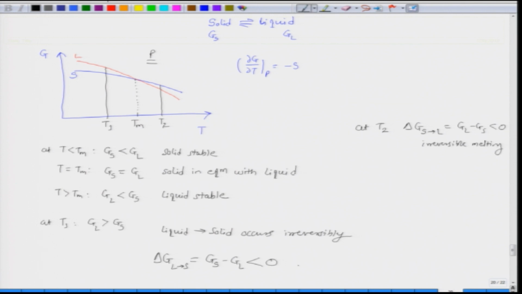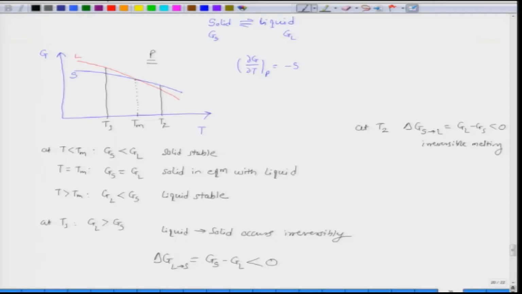But at exactly T equal to Tm, both Gibbs free energies are the same, so there is no driving force, right. So, both phases are stable. If by any chance you start with a completely solid phase and heat it to T equal to Tm and stop there, what should happen? Exactly at T equal to Tm, the solid will remain as solid, because there is no driving force. Only when you try to increase the temperature, some solid will transform to liquid.